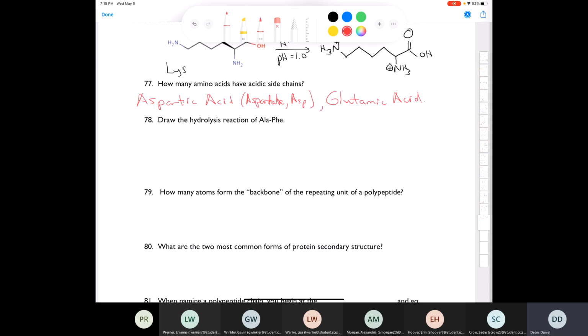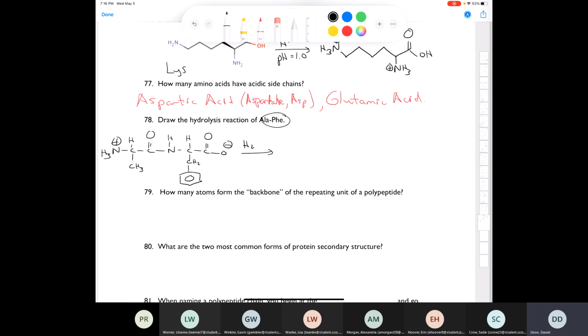Draw the hydrolysis of alanyl phenylalanine. So let me show you. I have NCC, because I have 2 amino acids. It goes N, C-carbonyl. The C terminus will be a carboxylate. The N terminus is protonated. I have a hydrogen here, a hydrogen here, and a hydrogen here. The R group of alanine is a methyl group. The R group of phenylalanine is a CH2 followed by an aromatic ring.